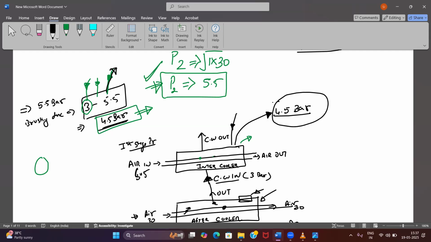Approximately 4.5 बार के आसपास रहता है, ठीक है, depending upon your manufacturer. But if there is no bursting disk and this 30 bar leaks, it is going to break everything in pieces, isn't it? Yes, yes. So it's a safety mechanism.